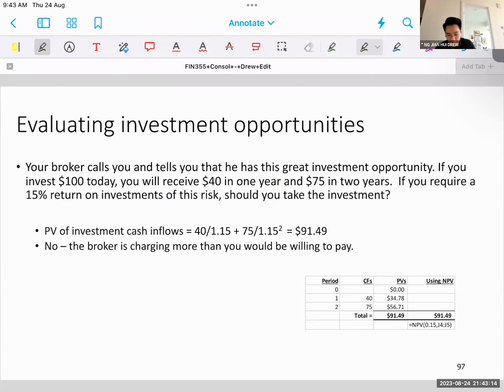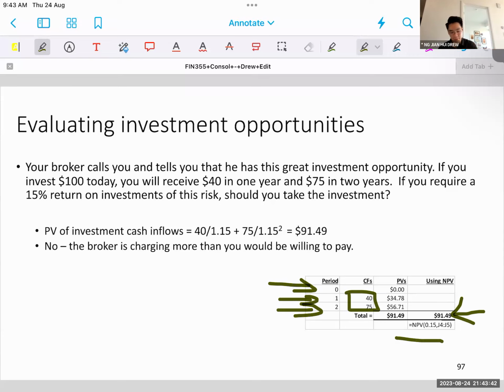So can you see that you have year one, year two? Year zero has no money, right? I've drawn up the cash flow for you here. Year one, you get 40, year two, you get 75. I'm using the NPV formula for this figure here, and I get my NPV, or my present value, as 91.49. For this case, I do not need to consider year zero because there's no cash flow, it's zero.